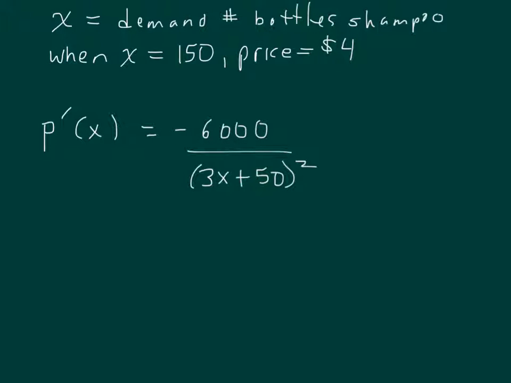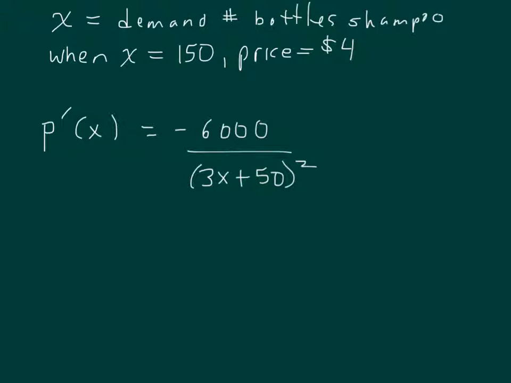All right, we're given this marginal price. We can see that's the derivative. So marginal price for a weekly demand of x bottles of shampoo in a drugstore is given by this function. Find the price demand equation if the weekly demand is $1.50 when the price of a bottle of shampoo is $4. And then there's going to be a second part.